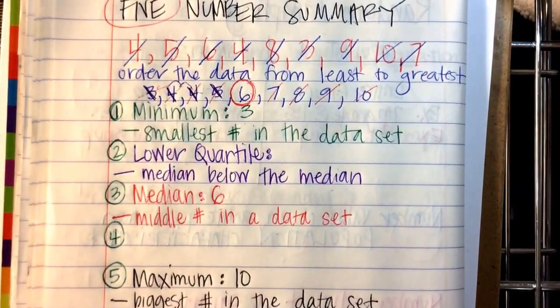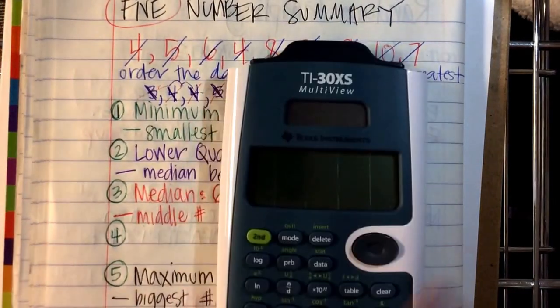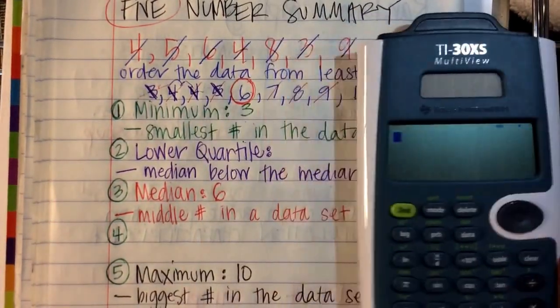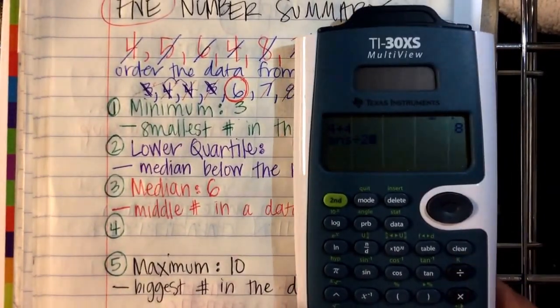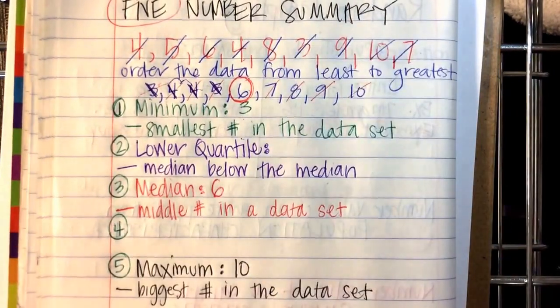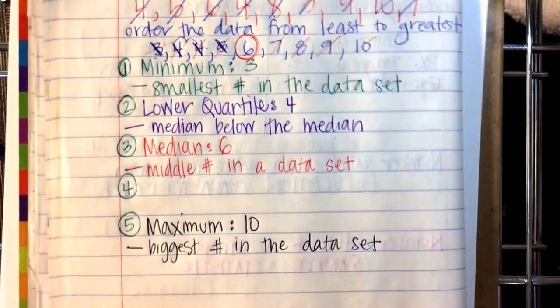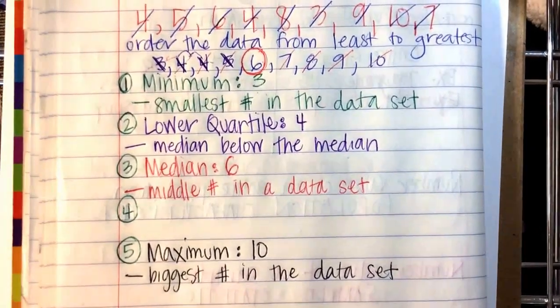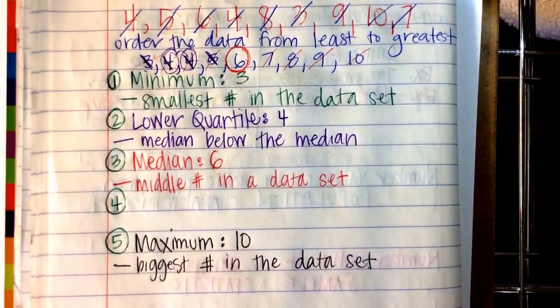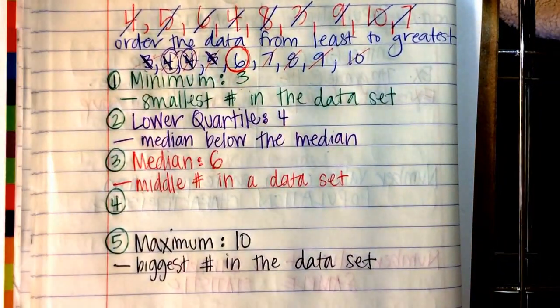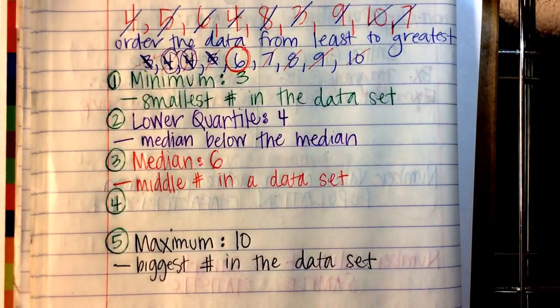To figure that out, if there are 2 numbers in the middle, we add them together. 4 plus 4 to get 8. Divide by 2 to get 4. Because there are 2 numbers in the middle, right? So when there are 2 numbers in my median, you add them together and get a sum, and divide by 2 because there are 2 numbers. You find the average. Since they're both the same number, you don't really have to do that, but it's good to practice.